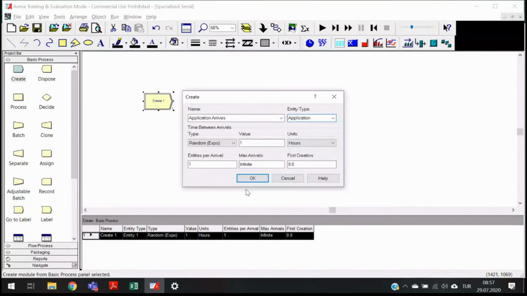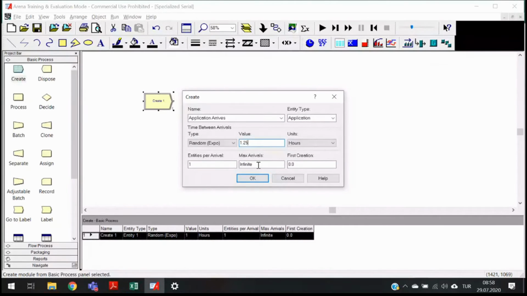And the inter-arrival times are exponentially distributed. It is already selected as default with 1.25 hours average, right? And at each arrival, one entity arrives, one application arrives. And the number of arrivals is infinite at the moment.